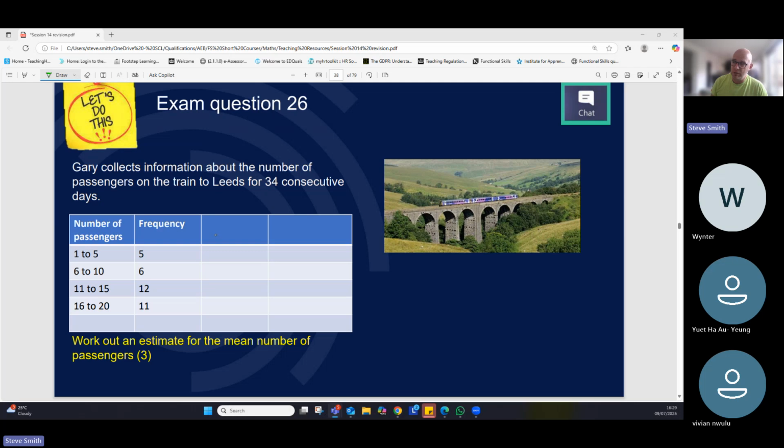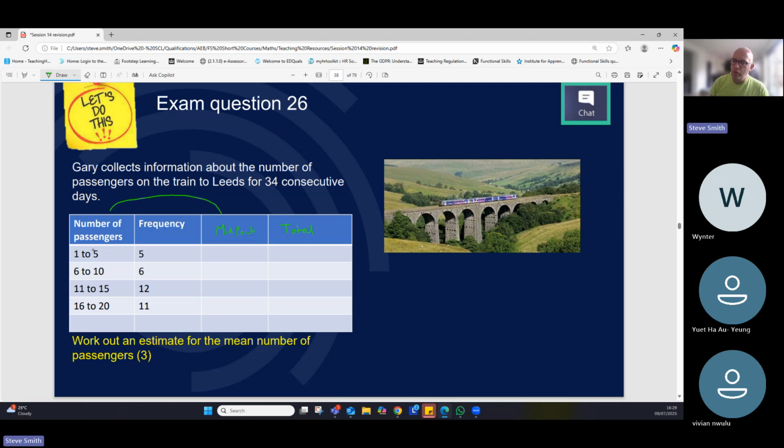Quite often there won't be two additional columns on there, but the first column we always write when it comes to a frequency table is midpoint. Okay, midpoint, and I'll explain what that means in a second. And the second one we're going to write on there is total. When it comes to midpoint, we look at this column.